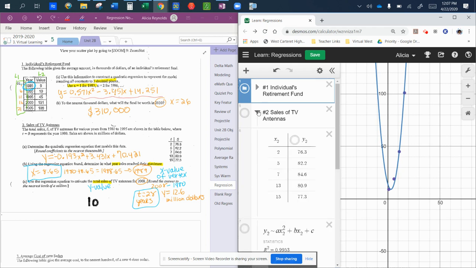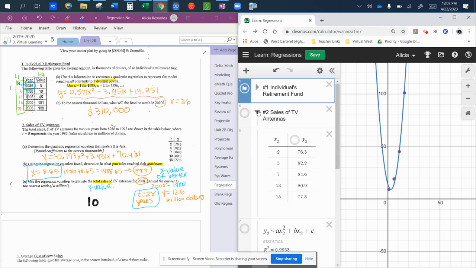For example 2, we're looking at the sales of TV antennas. So this time I want us to pay more close attention to the data itself and what it means in context to the problem. So for number 1, we were just looking at the numbers, the table, how to enter it, and what all of that means. Now we're going to look at the actual data.